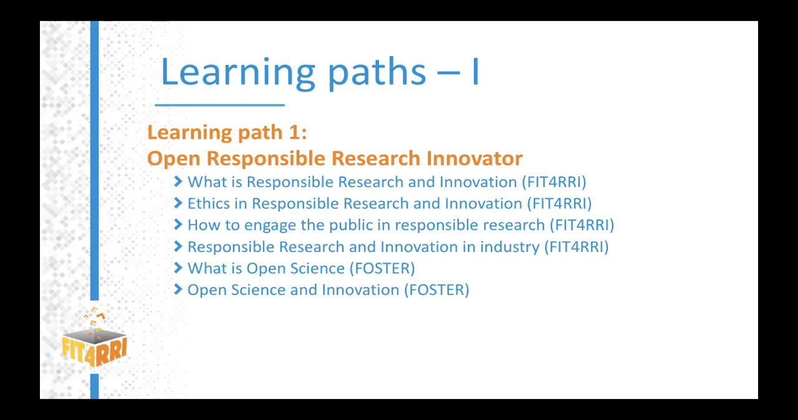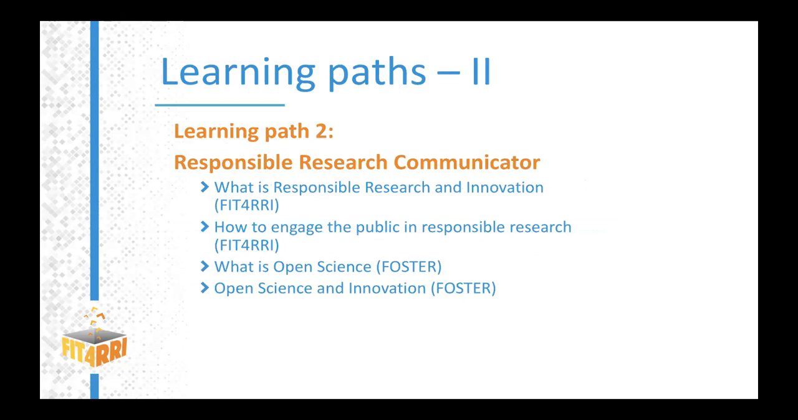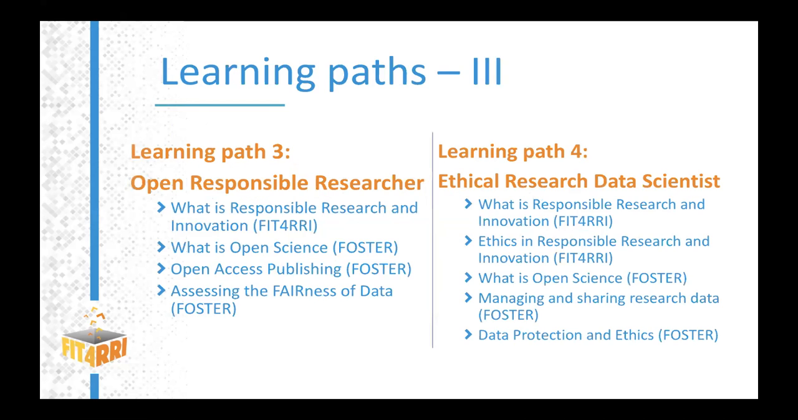It contains a lot of courses, and the courses are a combination of RRI courses and Foster courses. The purpose is for someone to gain the vast majority of knowledge that we think is needed right now, so that this person is able to understand the concepts of RRI and be an open and responsible innovator. But apart from this learning path, we also have the research communicator with another set of courses, the combination of which can help them better understand research communication. And then we have learning paths 3 and 4. The one is for the open responsible researcher, and the other one is for the ethical research data scientist.